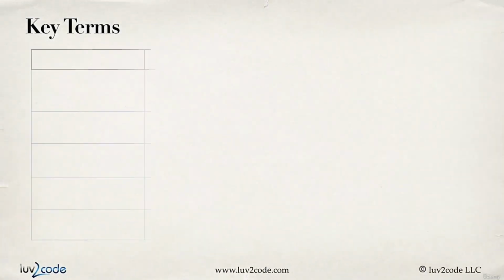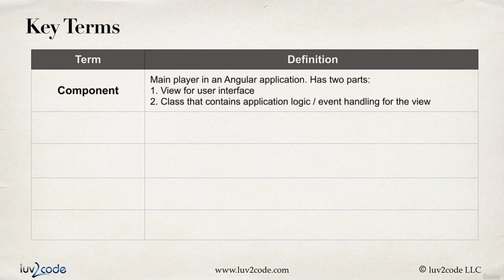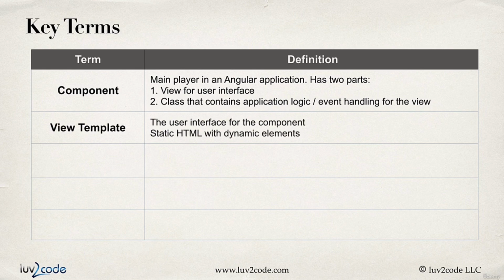Okay, so let's go ahead and look at some of the key terms here for Angular. The first one here is a component. It's the main player in an Angular application. A component has two parts. One, the view for the user interface, and two, the actual class that implements the application logic or event handling for the view. And then we have the view template, which is the user interface for the component. It has static HTML along with some dynamic elements.